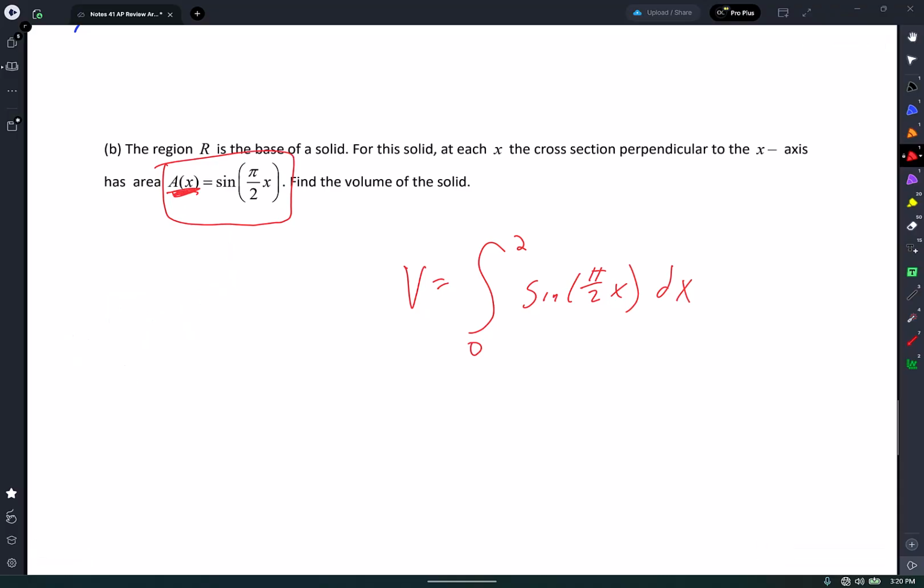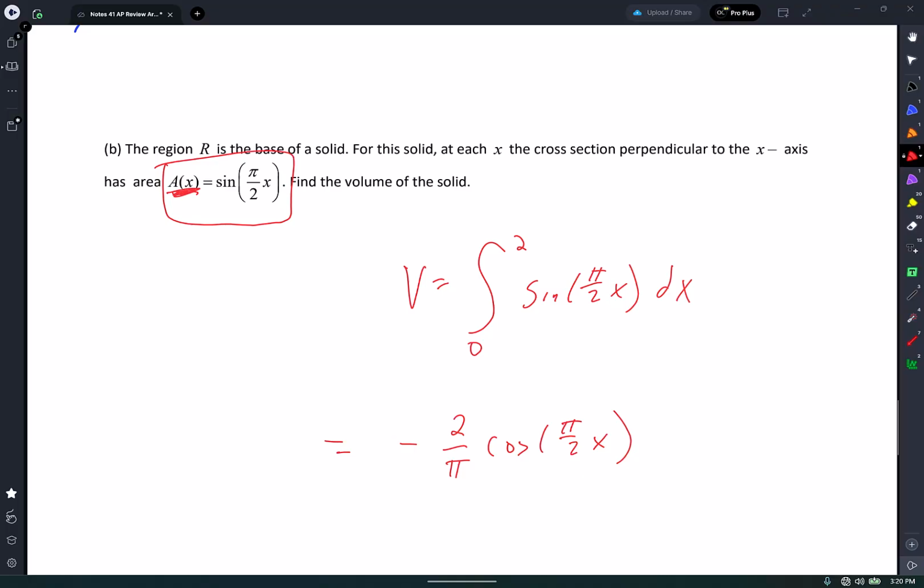What's the antiderivative of sine? Negative. Notice I put some room. Cosine of pi over 2x. Now, I have a linear argument on the inside. You could have done u sub. You could have. But just take the reciprocal. Do you guys see that?